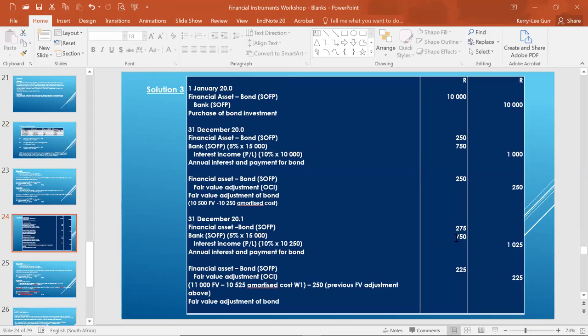What you could also do is you could debit bank 750, credit financial asset 750, and then debit your financial asset with 1025 and credit interest income with 1025, but you'd end up with the same net amount of an increase in your financial asset of 275. I hope that clears that up.